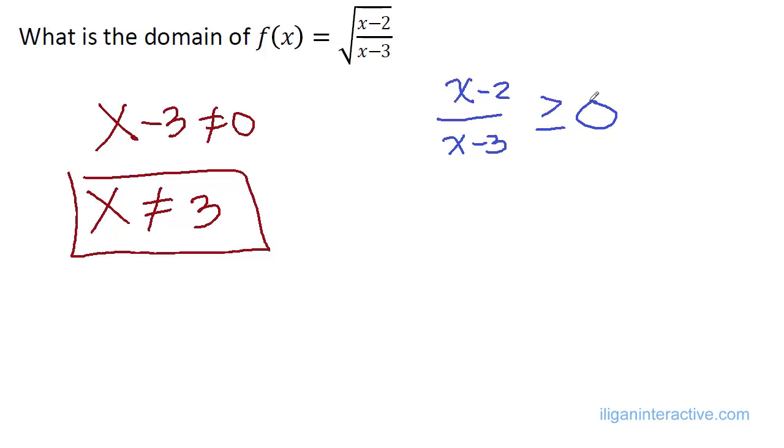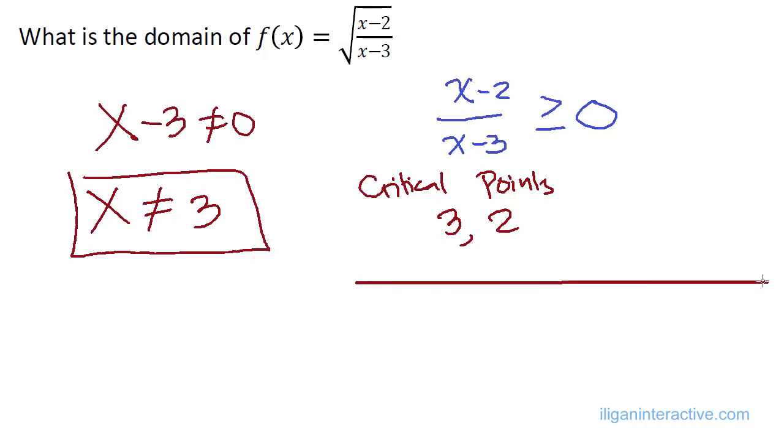Now, for this, the best thing to do here is to find first all the critical points. What are those critical points, by the way? Those are the values that will make either the denominator 0, which is in this case 3, and also could make the numerator 0, which is 2. Meaning, these are the critical points. What do I mean by that? These critical points will divide our real number line into 3 segments.